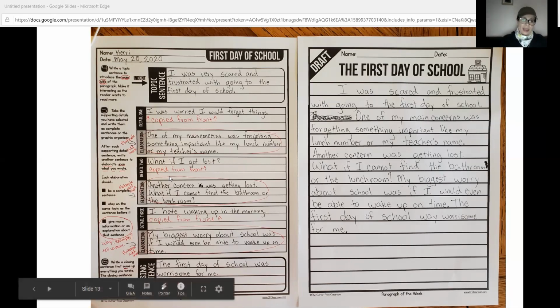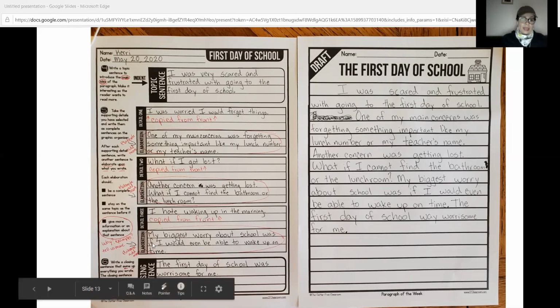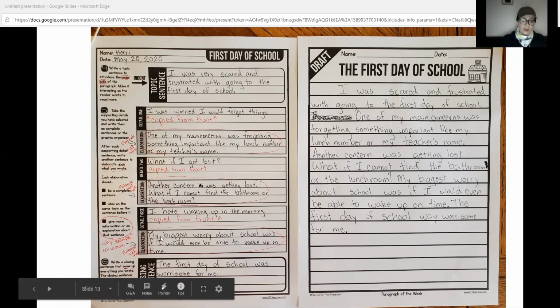Okay, so here I added by saying, my detail was, what if I get lost? I added and explained more by saying, another concern was getting lost. What if I cannot find the bathroom or the lunchroom? So for detail 3, I said, I hate waking up in the morning. That was copied from the front, but when I elaborated, I said my biggest worry about school was if I would even be able to make it, to wake up on time. So I added more information.